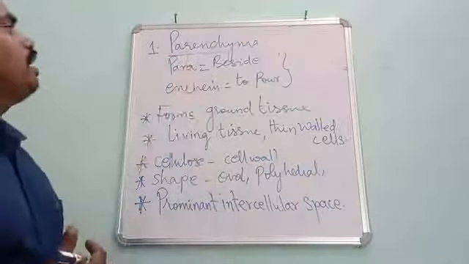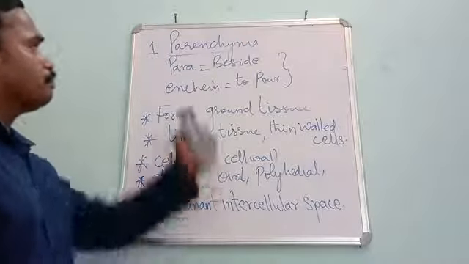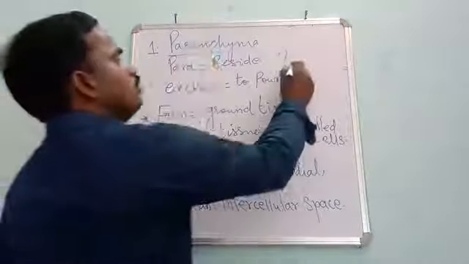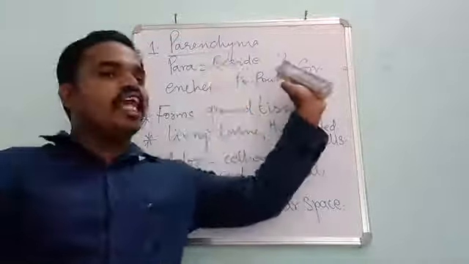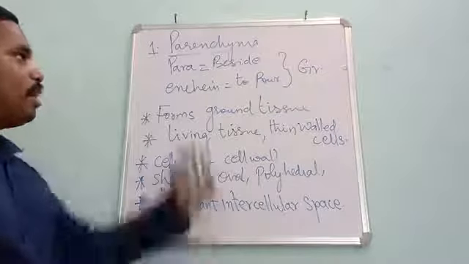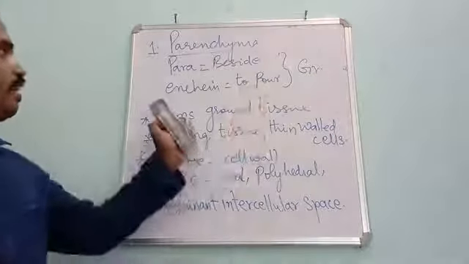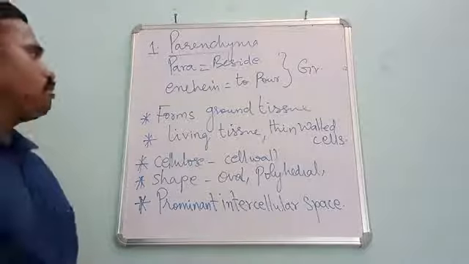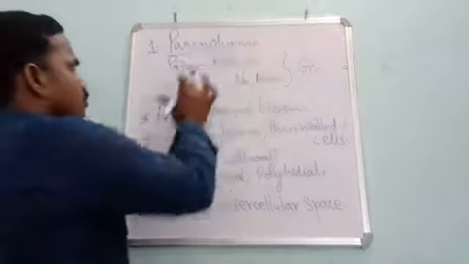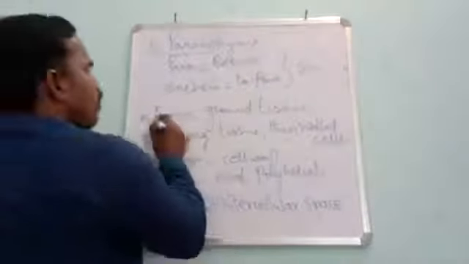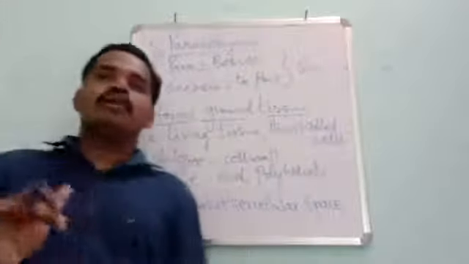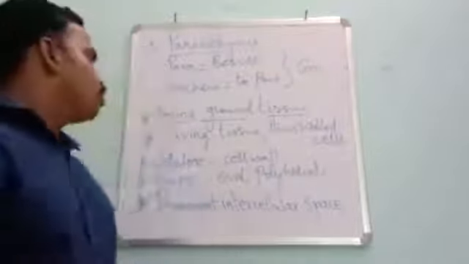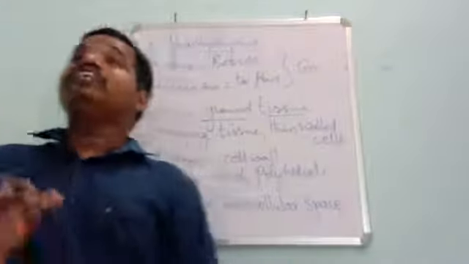Okay, what is the meaning of parenchyma? Where do we get this word? It is derived from the Greek language. Para means beside, and enchein means to pour. So what is parenchyma? It forms a ground tissue. The main function of the parenchyma is to form a ground tissue, and they are living tissue.